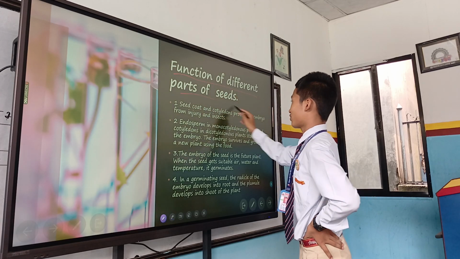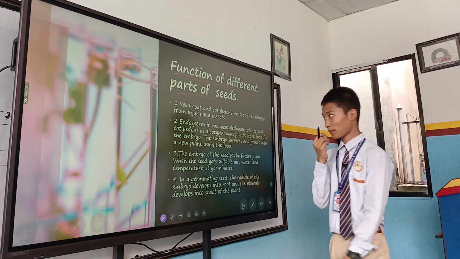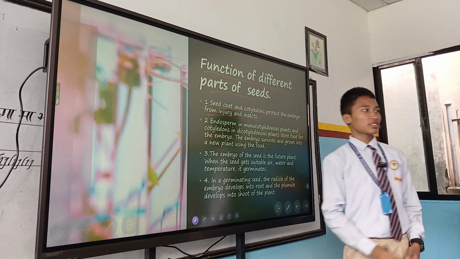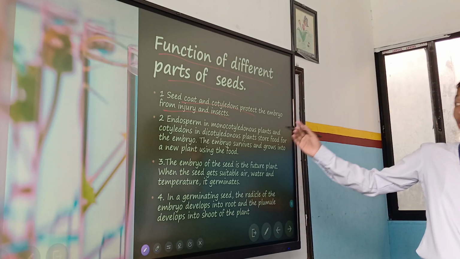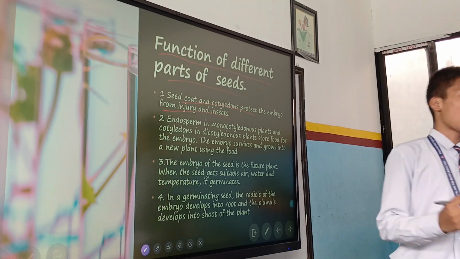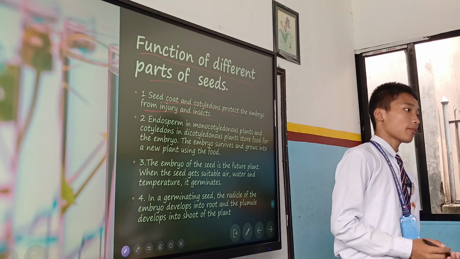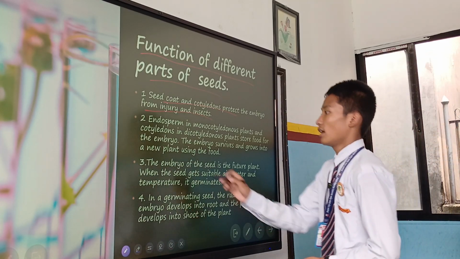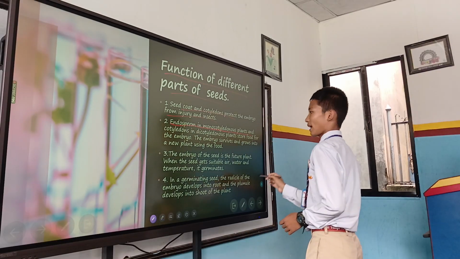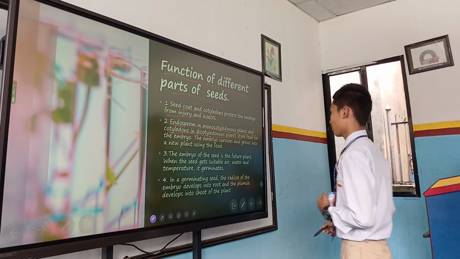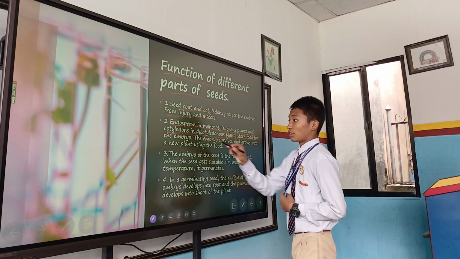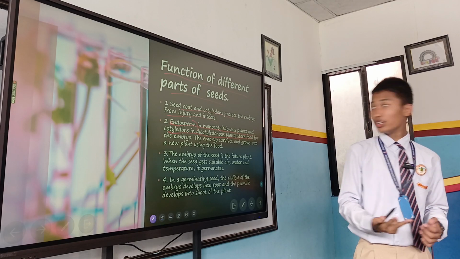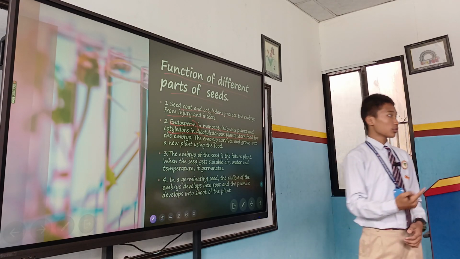Function of different parts of seeds. Seed coat and cotyledons protect the embryo from injury. Thus, the coating of the seed and the embryo protect the seed from getting damaged or harmed from outside substances. Endosperm in monocotyledonous plants and cotyledons in dicotyledonous plants store food for the embryo.